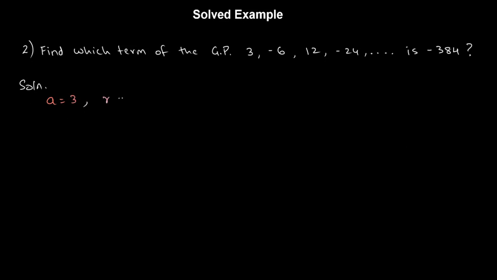Common ratio, denoted by r, is equal to the ratio between any given term and its preceding term. So let's take term 2 upon term 1. So I have -6 upon 3, which is -2. So the common ratio we know is -2.